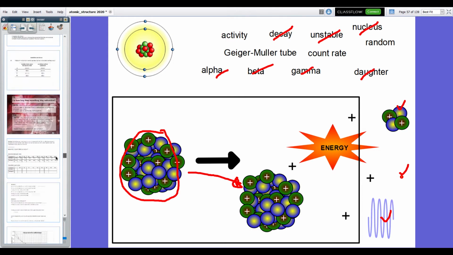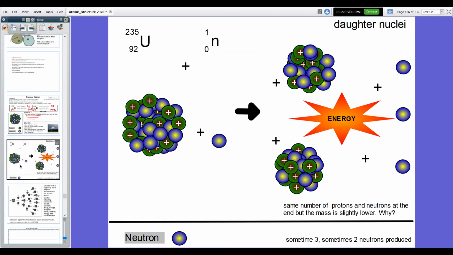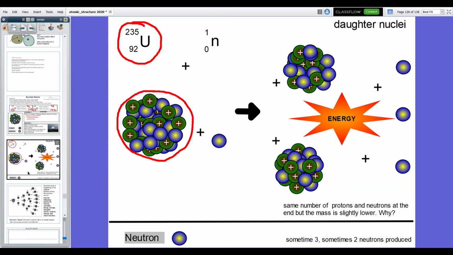Nuclear fission is a specific type of nuclear decay. If I go to this nuclear fission diagram, you can see it looks very similar. We have a parent nuclei here. The interesting thing about nuclear fission is that this particular parent nuclei is uranium-235. This is the one we're going to focus on. There is another one called plutonium, but more commonly we look at uranium. Remember, go back, uranium-235 has 92 protons, and it's actually reasonably stable.